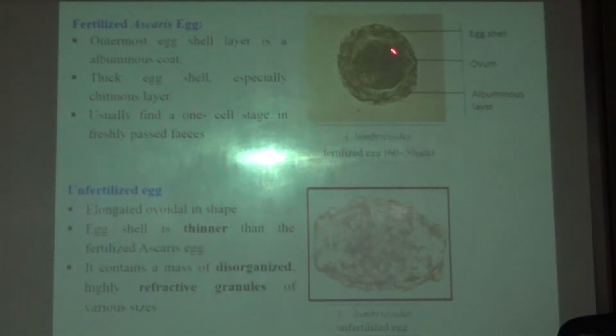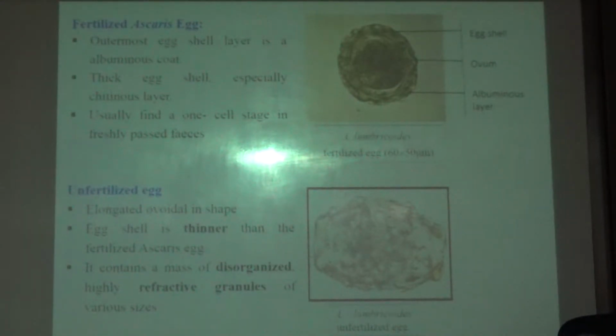These are the 2 main types of eggs which can be found in the stool sample, and we use these eggs for diagnosis of Ascaris infection: fertilized egg and unfertilized egg. So there is a distinct difference in these two, if you can see. The eggshell is thinner in the unfertilized, while in the fertilized it is thicker. Here the layer is thick. Here even the layer is not completely visible, it is very thin. It contains highly refractive granules.